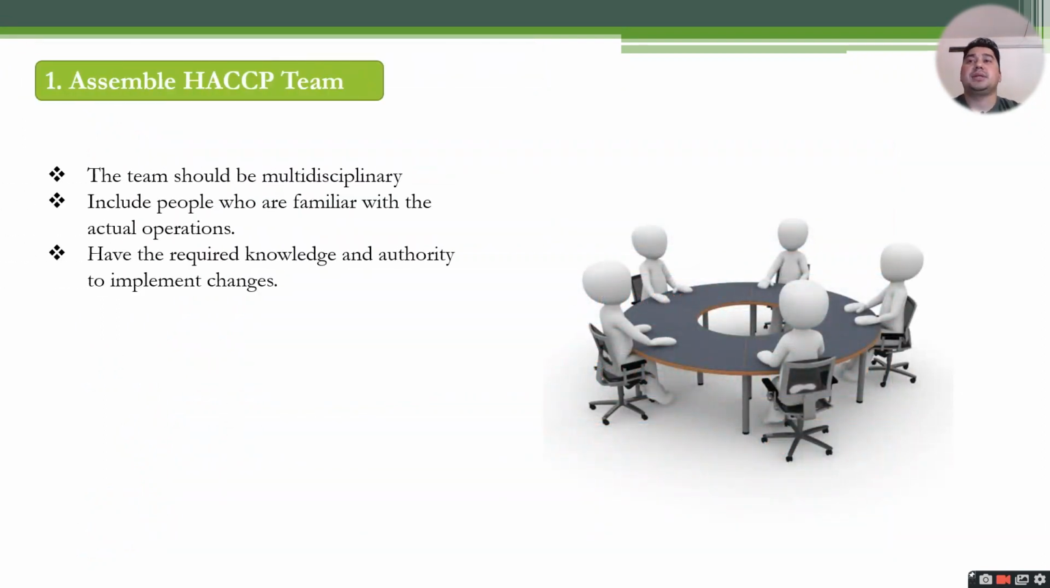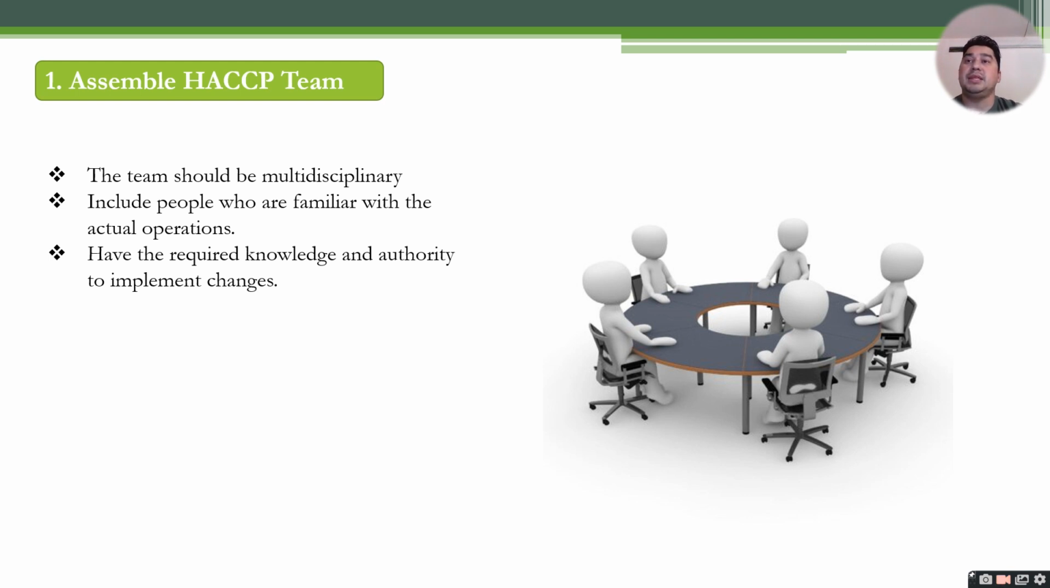First standard is the HACCP team. We have to assemble the HACCP team. Whenever you are assembling any HACCP team, you have to make sure that the team is multidisciplinary. You should not take all the team members from the food safety team, or all from the production team, or all from the maintenance team. It should be a combination of all departments: 1 or 2 people from production, 1 or 2 from quality, 1 or 2 from maintenance, the store team, cleaning team, dispatch team, whatever departments you have in your business.